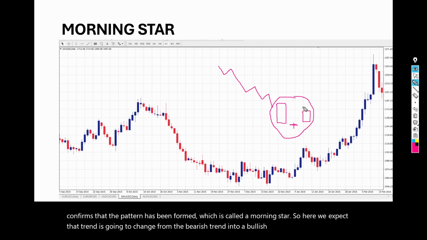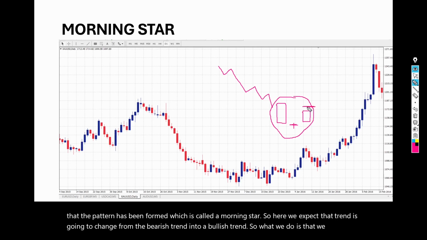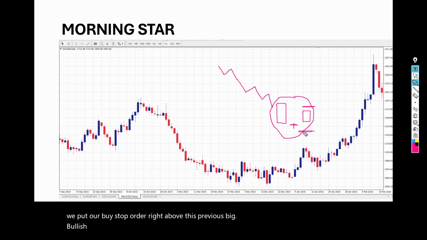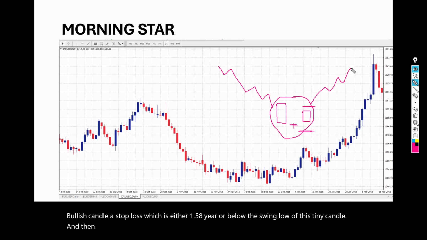So what we do is that we put our buy stop order right above this previous big bullish candle, a stop loss, which is either 1.5 ATR or below the swing low of this tiny candle, and then followed by a new wave up. So that is what we call the morning star pattern.